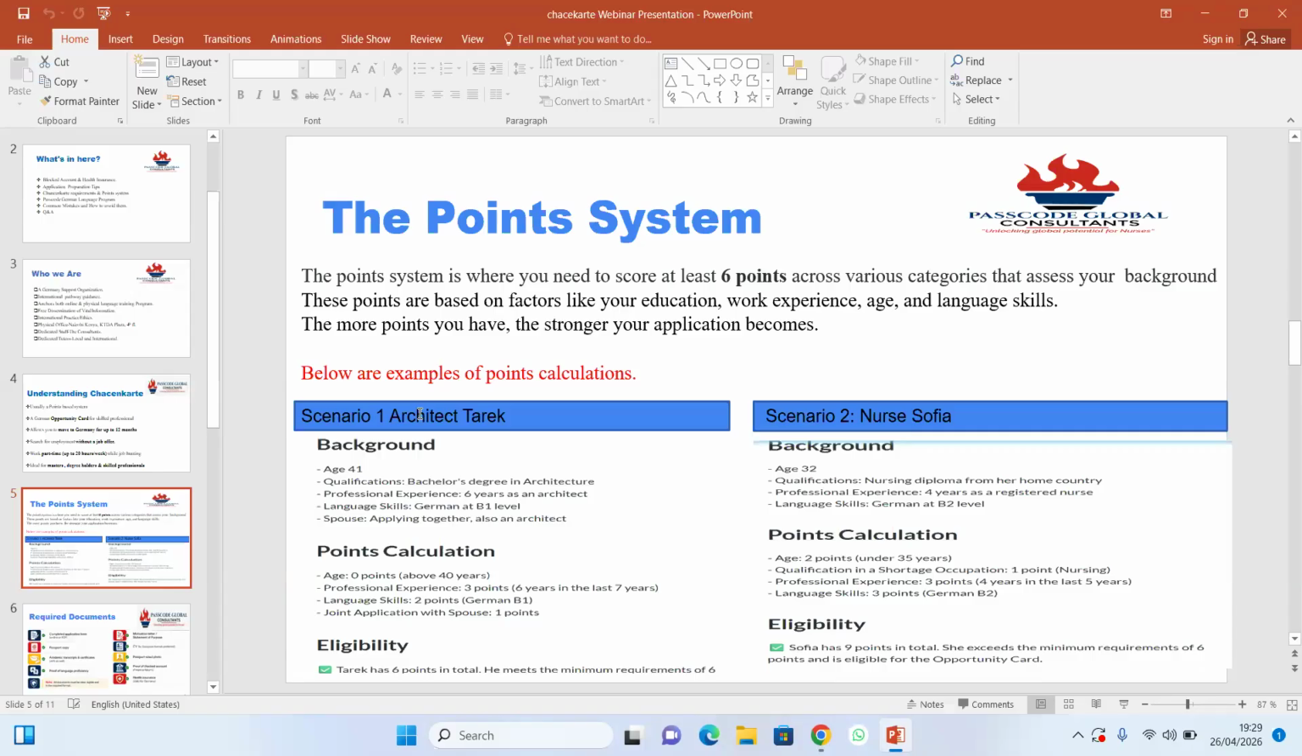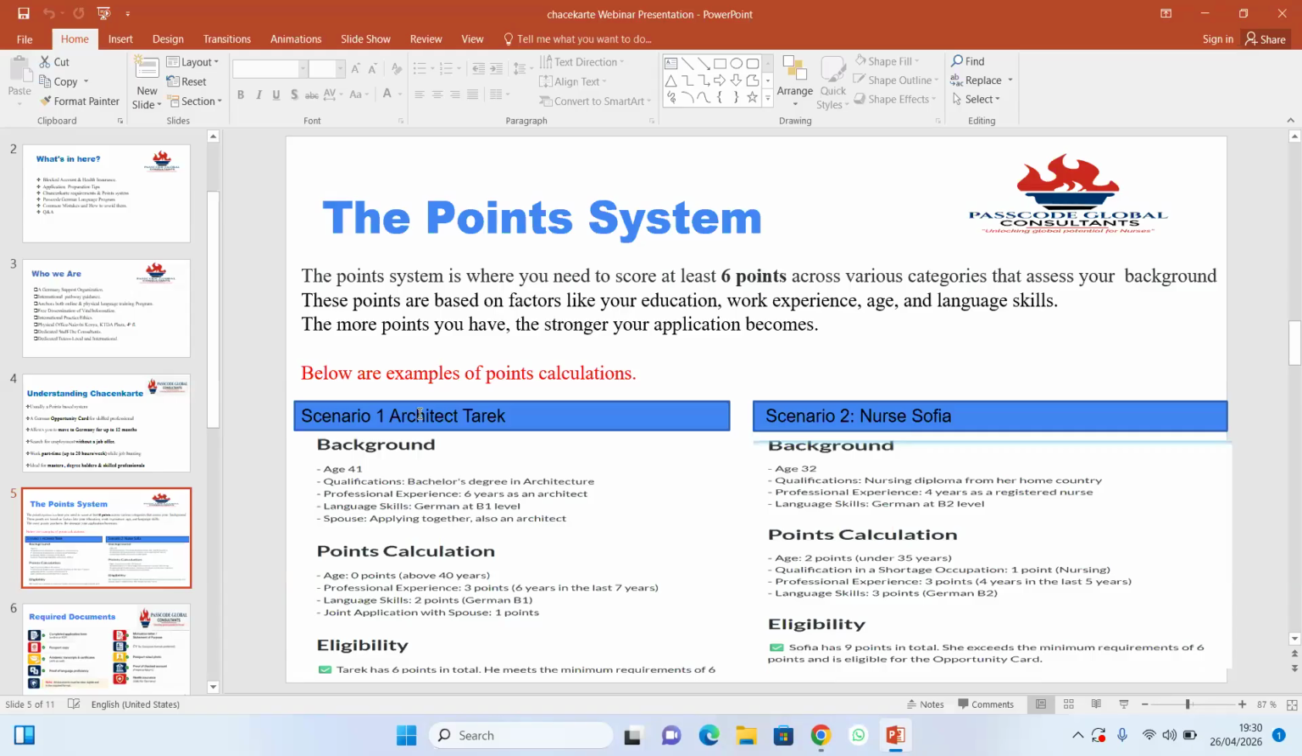Below are examples of point calculations. Let's look at scenario 1, then scenario 2. In scenario 1, this person is an architect. We call him Tarek. Let's look at his background. Tarek is 41 years of age. He has a bachelor's degree in architecture. Professional experience, he has 6 years as an architect. His German language skill is B1. And he has a spouse, so he's going to apply for this visa for two people, and the spouse is also an architect.